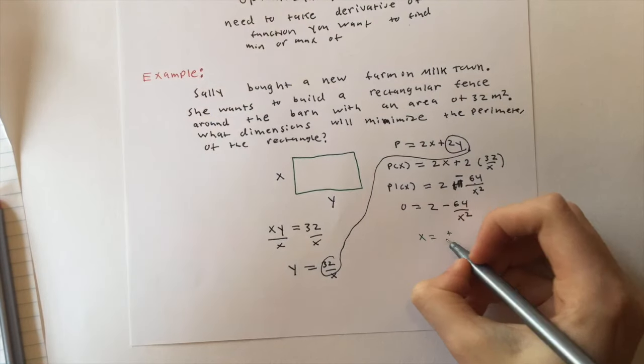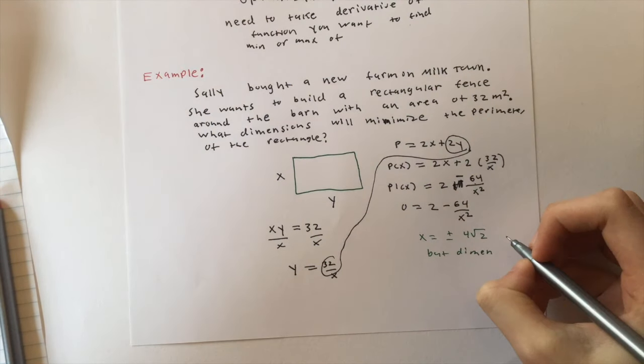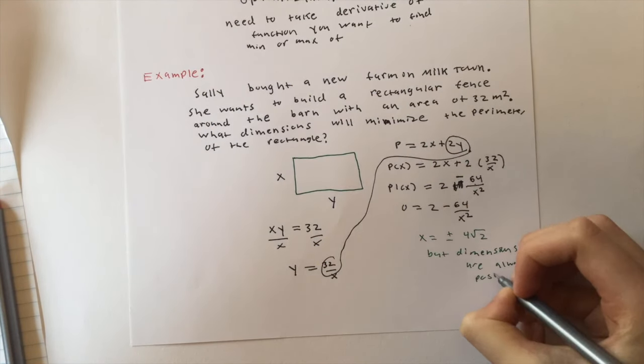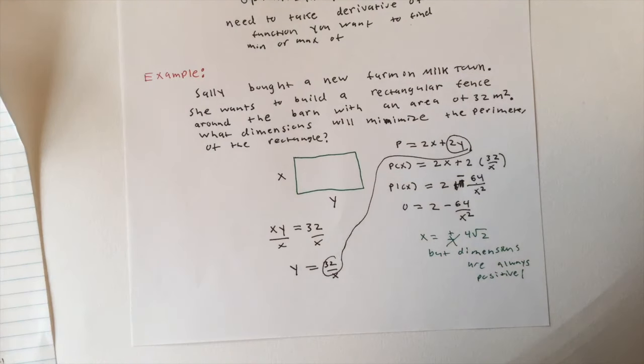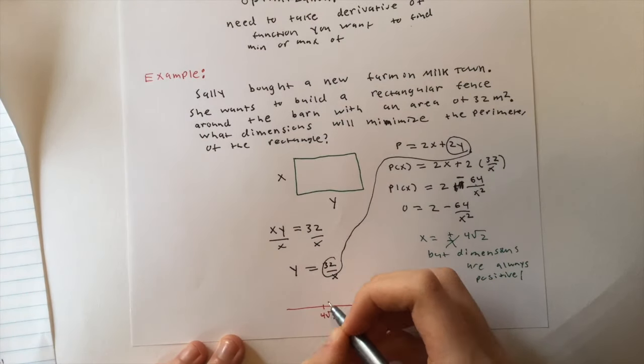After finding the derivative either by hand or on your calculator, you set the derivative equal to 0, and then you solve on your calculator for x. Find that x equals plus or minus 4 root 2. However, dimensions cannot be negative, so it's only 4 root 2 meters.